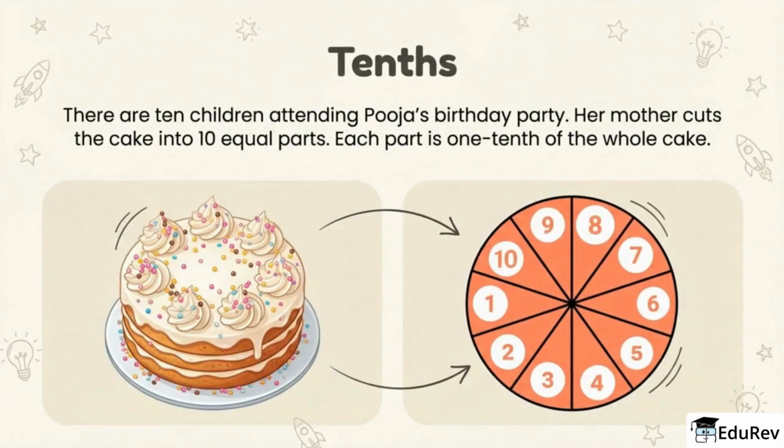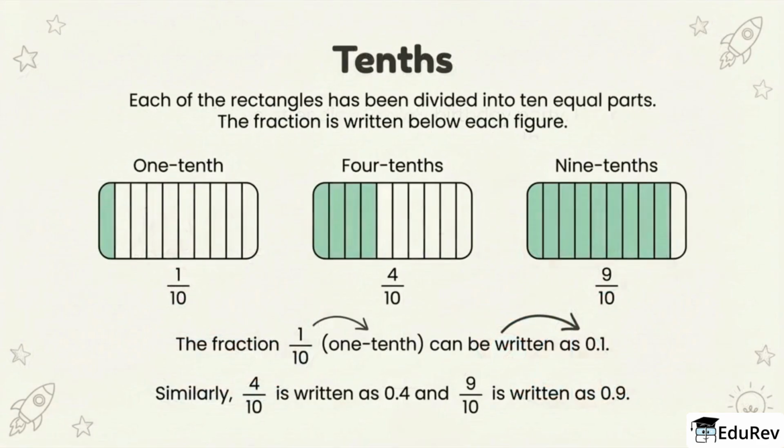Let's look at tenths. Imagine 10 children at Pooja's birthday, and the cake is cut into 10 equal pieces. Each piece is 1/10 of the cake. When we divide something into 10 equal parts, each part is 1/10. Here are some shapes divided into 10 equal parts. If one part is shaded, that's 1/10, written as 1/10 or 0.1.